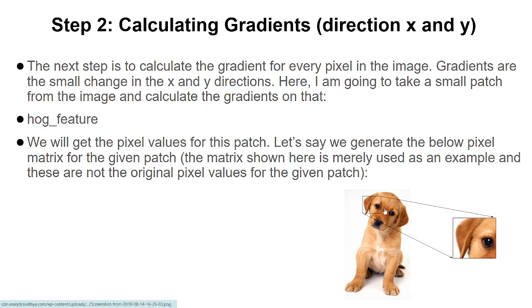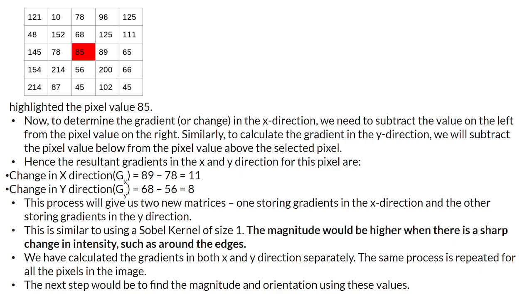We can see here one of the images, and we have extracted one patch from this image. The matrix shown here is merely used as an example, and these are not the original pixel values for the given patch. So here we have one patch with its matrix representation, and a highlighted pixel value, which is 85.